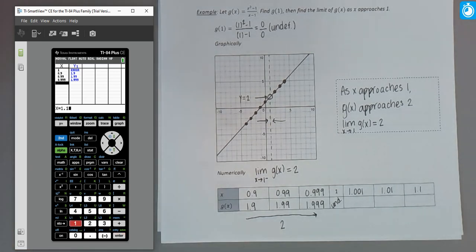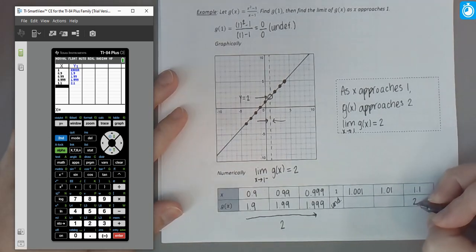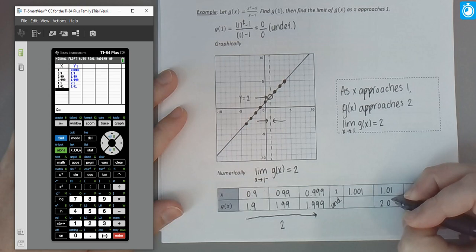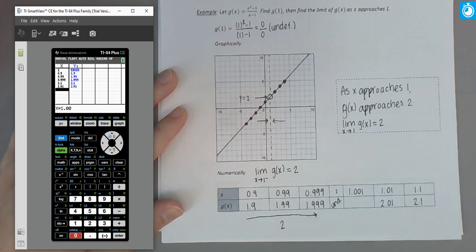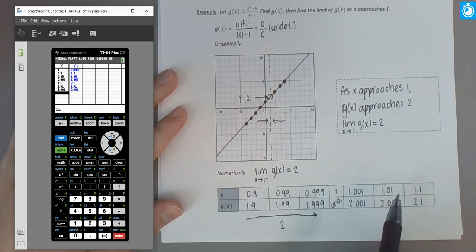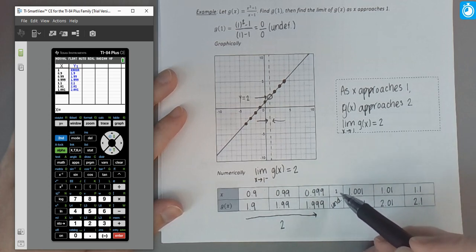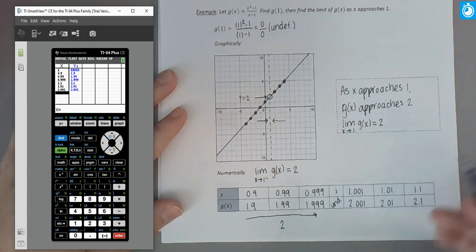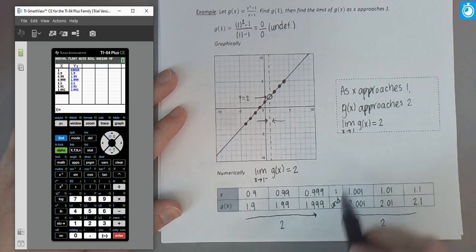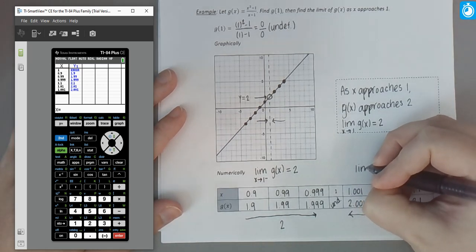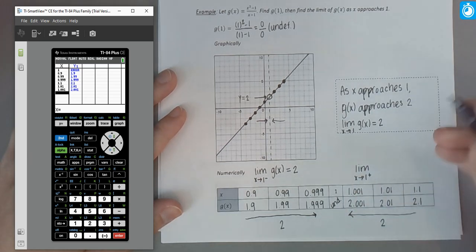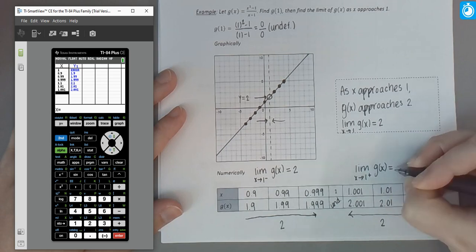Now we want to look at the right-hand side as well. So let's start further out. 1.1, we plug that in, we get an output of 2.1. A little bit closer, 1.01, we get an output of 2.01. And again, you can probably guess what's going to happen with the next one. These patterns do seem to be pretty consistent. So we're at 2.001. So again, we see the same kind of behavior. As our x values get closer and closer to 1, our y values, our function values, are also getting closer and closer to 2. So if we were to write that in notation, we could say that the limit as x approaches 1 from the positive side, from the right-hand side, of our function is also 2.